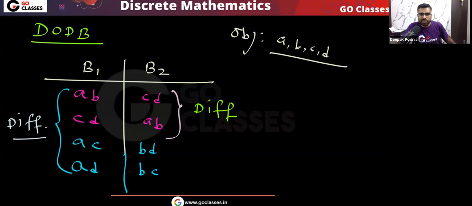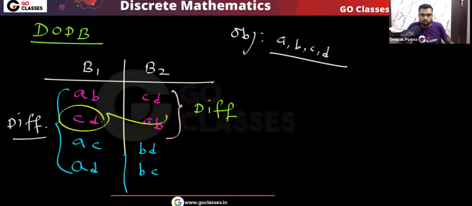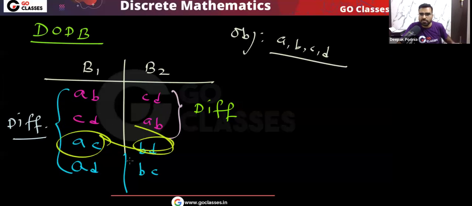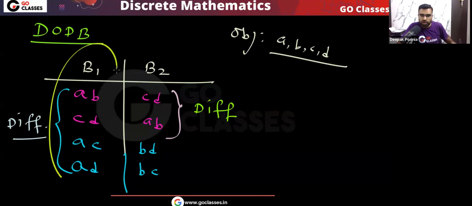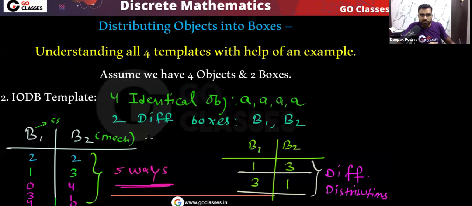So remember, in this DODB template, if I say that only the numbers will matter, that is wrong, because here the number is the same, here also 2 2, here also 2 2. In the DODB template, it matters how many elements you put in B1 and B2, and also which elements you put in these boxes, because the objects are different and the boxes are different. But in the IODB template, which elements you put in the boxes does not matter, because all the objects are the same. Only how many elements you put in the boxes matters. Very simple.